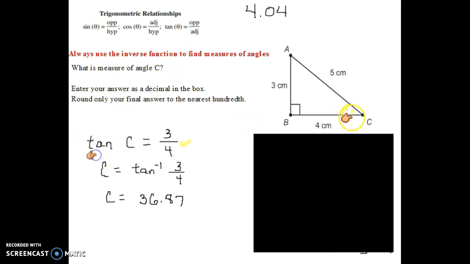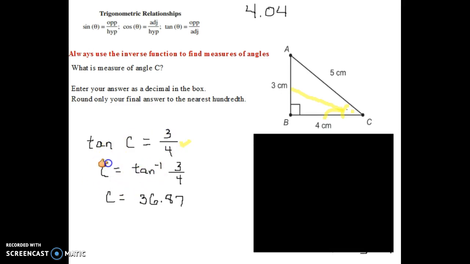So let's just take the tangent of C. Remember, our tangent is opposite over adjacent. So our opposite side here is 3. Our adjacent side is 4. So 3 over 4. Now, if we just divide 3 over 4, that doesn't give us the measure of the angle. That just gives us the tangent ratio.